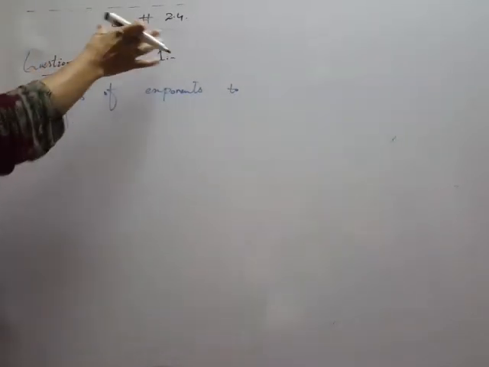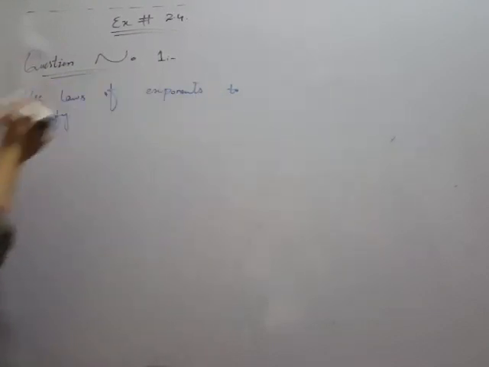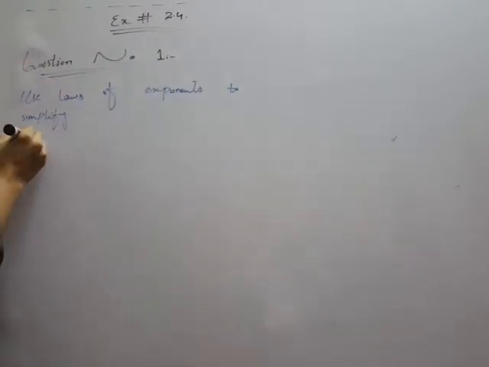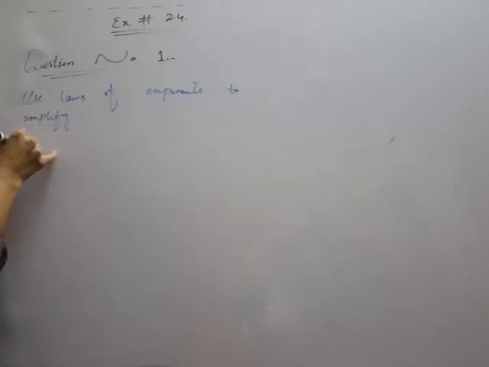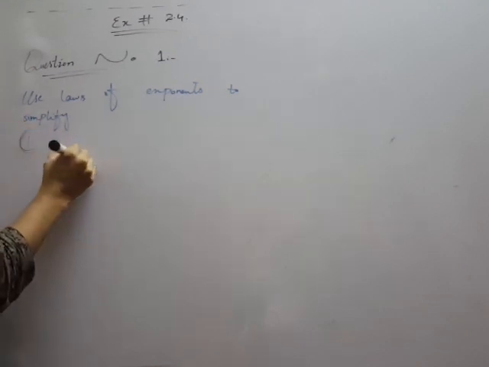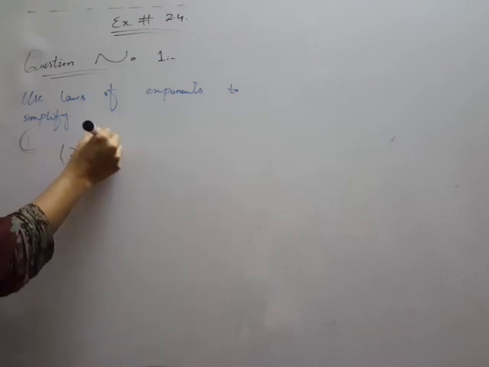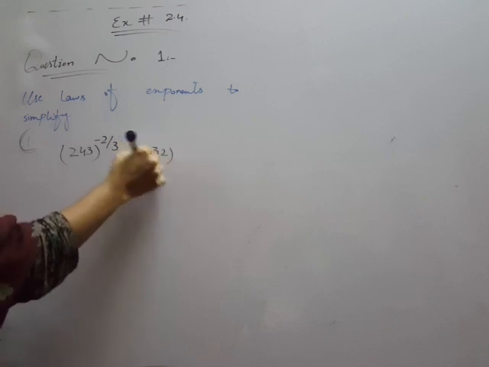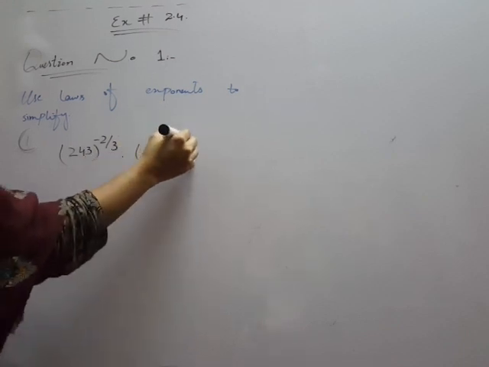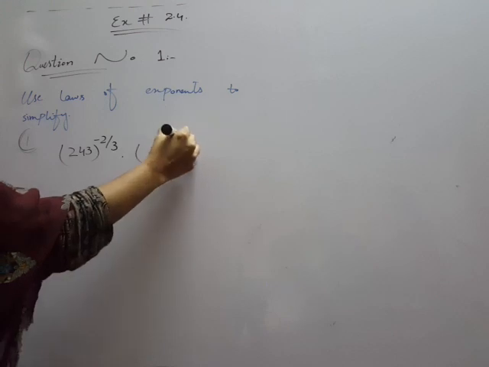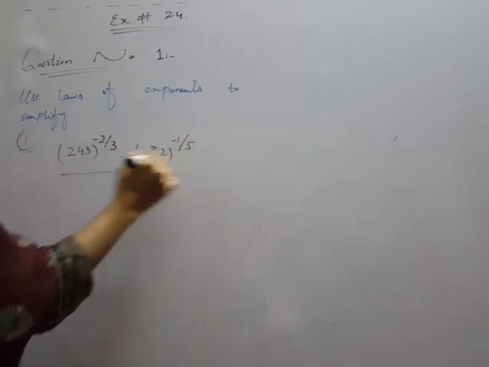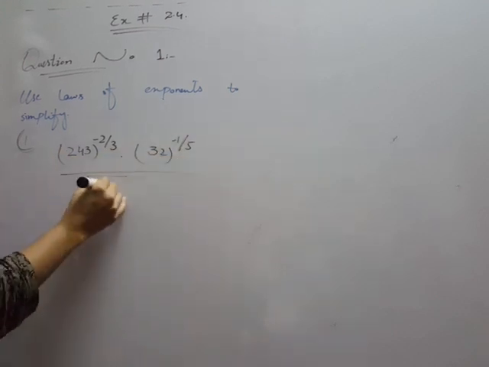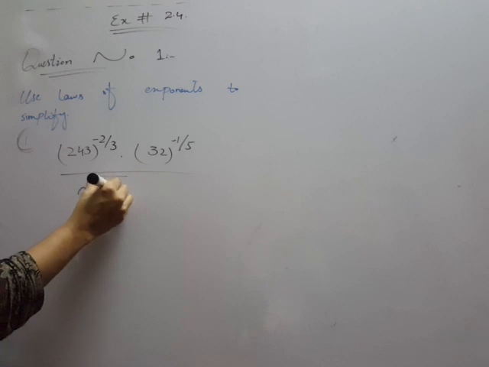Now we will solve exercise number 2.4, and question number 1 is: use laws of exponents to simplify. The first part is 243 raised to power minus 2 by 3, 32 raised to power minus 1 by 5, divided by square root 196 raised to power minus 1.